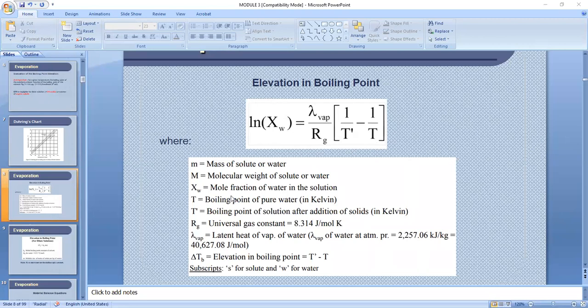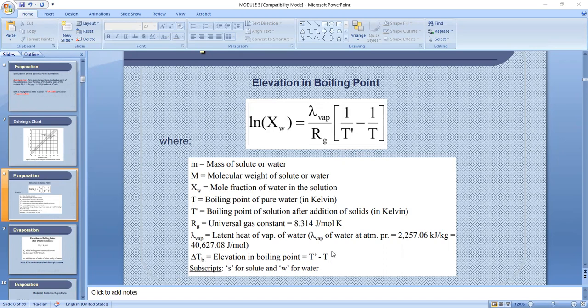Now, the X sub W that you have here is the mole fraction of water in the solution. So if you are given the mole fraction, take note that it's not the mass fraction, it's the mole fraction of water in the solution. If you're given that, then you take the ln of that and equate it to everything that's in here. If you know the boiling point of pure water, then you substitute it in here. The only remaining unknown is the boiling point of your solution. Knowing the boiling point of your solution, that would be the elevation in the boiling point or the BPR. It's already stated in here.